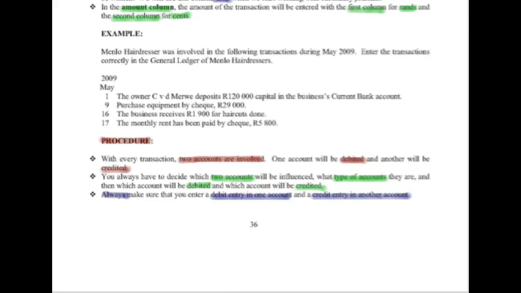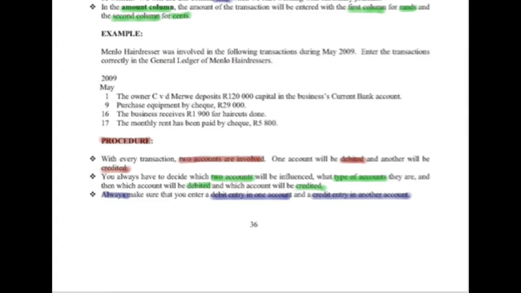So let's consider the following example, and in this example there are 4 transactions that we need to put into our general ledger accounts. Menlo Hairdressers was involved with the following transactions during May 2009. Enter the transactions correctly in the general ledger of Menlo Hairdressers.